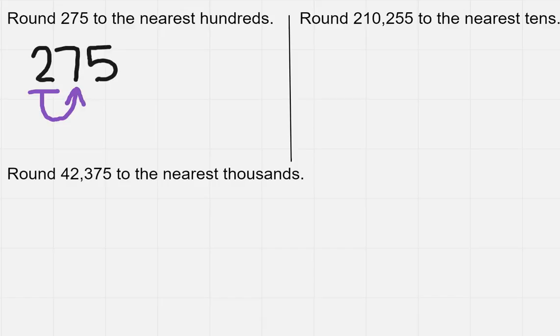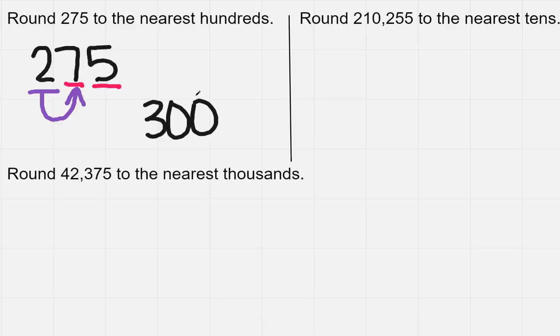If that number is 5 or greater, I'm going to round up. So 2 now becomes 3. Now here's the key. This isn't the answer, because remember we started with 275. So this number is going to have to be in the hundreds. So what you have to remember is that you originally had placeholders for the 7 and the 5. So now we need to put zeros in for those numbers, or those placeholders. So 275 rounds to 300.